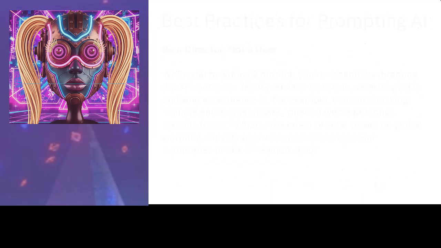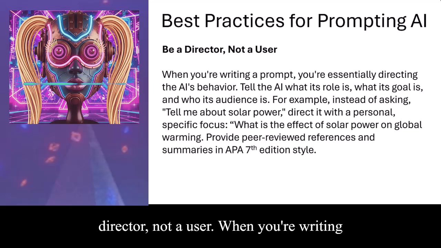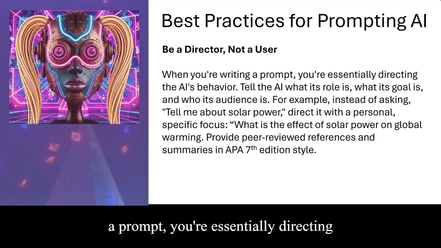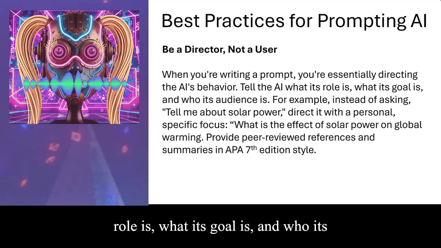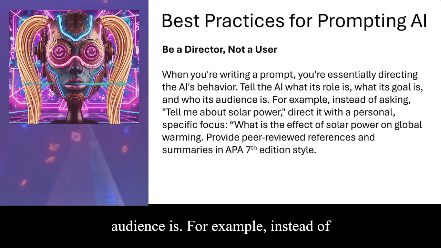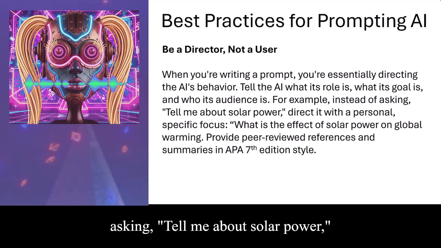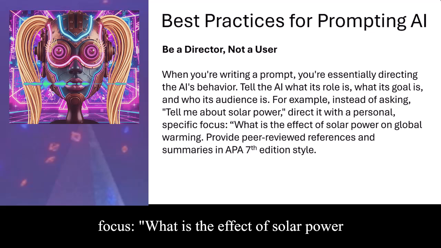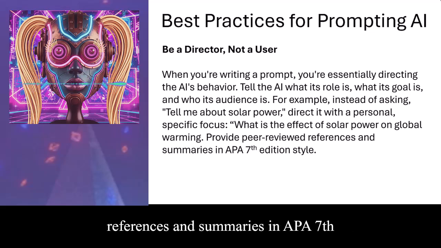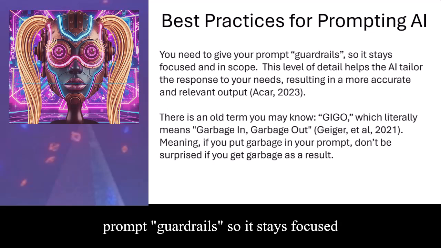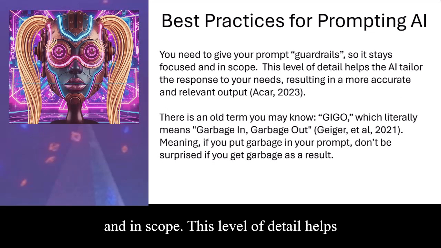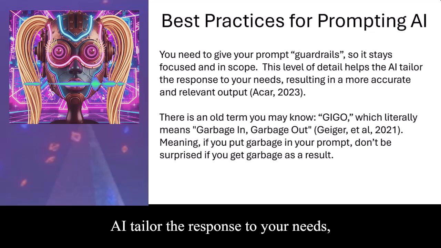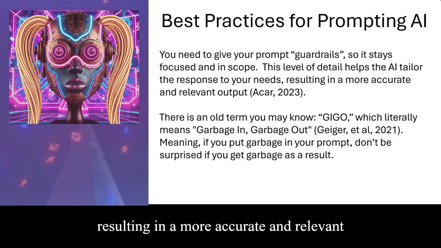Best practices for prompting AI. Be a director, not a user. When you're writing a prompt, you're essentially directing the AI's behavior. Tell the AI what its role is, what its goal is, and who its audience is. For example, instead of asking, "Tell me about solar power," direct it with a personal, specific focus. What is the effect of solar power on global warming? Provide peer-reviewed references and summaries in APA 7th edition style. You need to give your prompt guardrails so it stays focused and in scope. This level of detail helps AI tailor the response to your needs, resulting in a more accurate and relevant output.